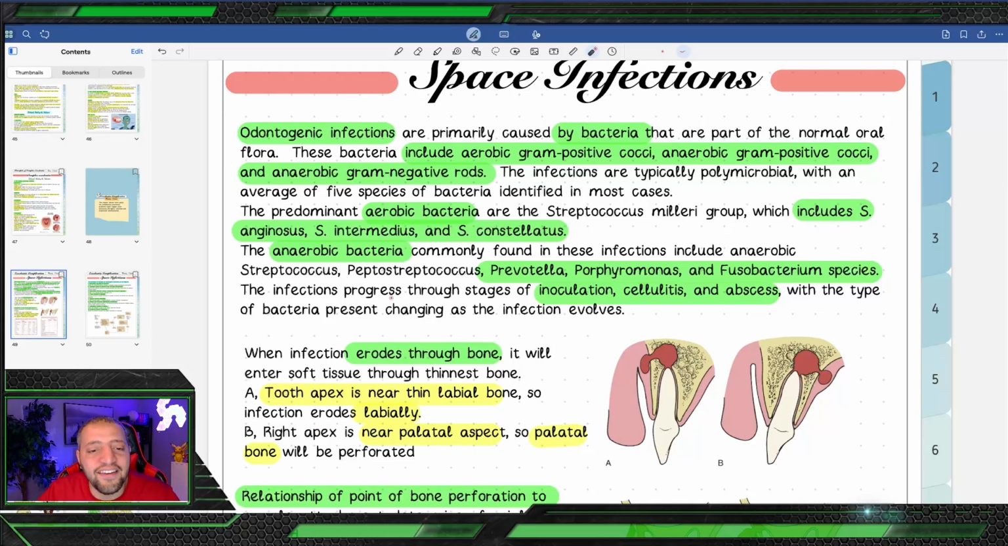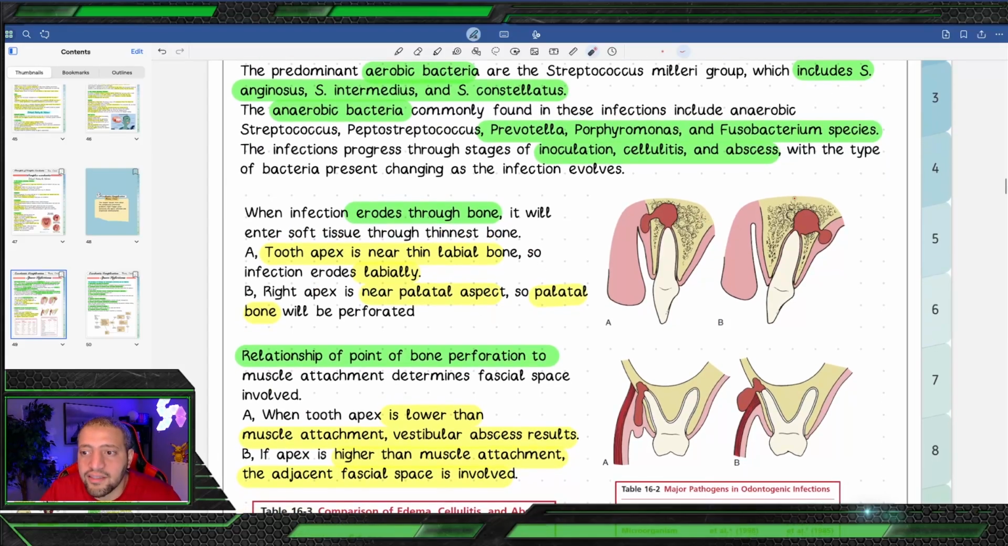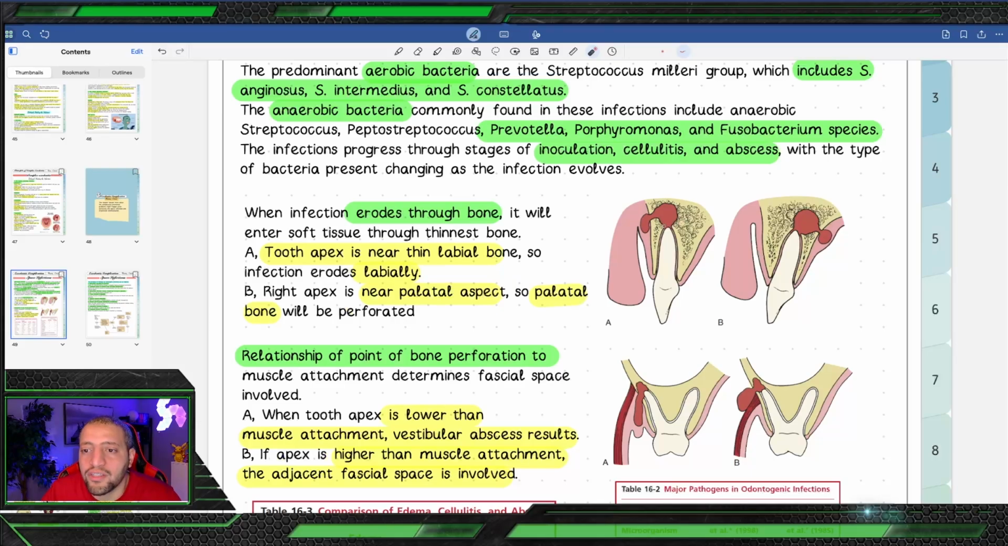Okay. The infection progresses through stages. First is inoculation, second is cellulitis or abscess, with the type of bacteria present changing as the infection evolves. So, to discuss it simply, this is what is going to happen. You have a tooth with necrotic pulp. This necrotic pulp ends up with granulation tissue. This granulation is soft tissue, and your body would like to get rid of it, so the soft tissue is applying pressure.